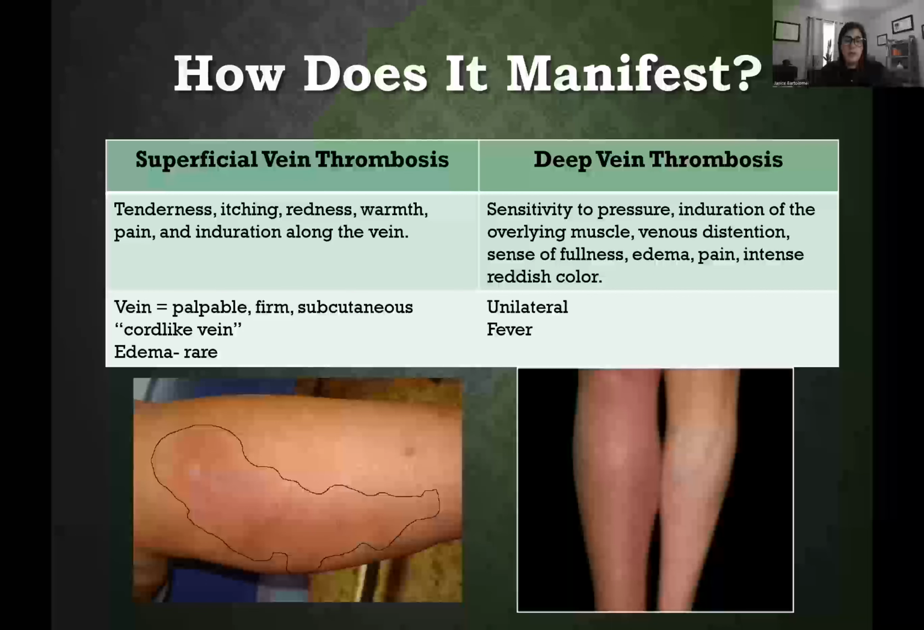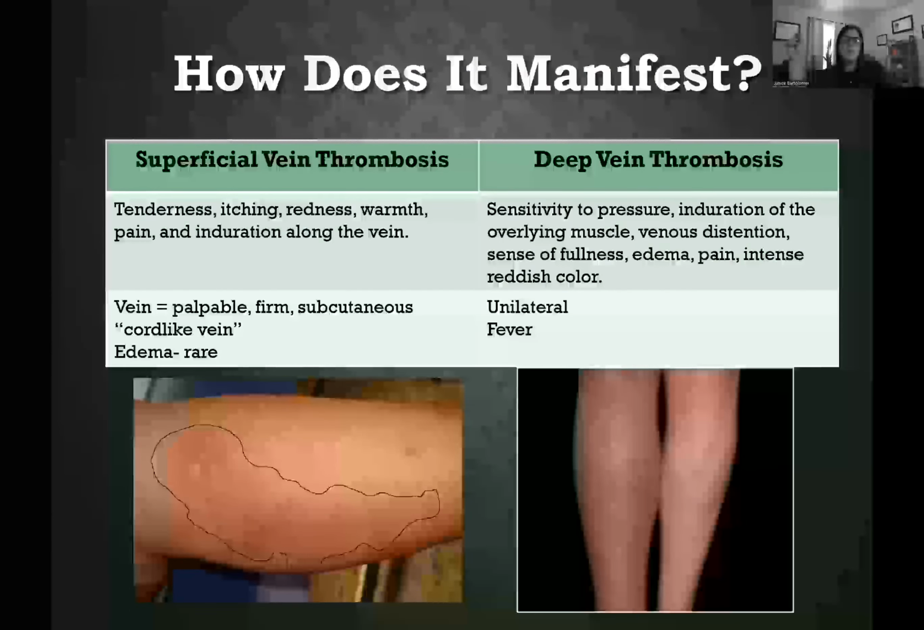Now, on the other hand, on deep vein thrombosis, they do have swelling, usually sensitive to pressure. They have a sense of fullness. It can happen more often in the lower legs. So usually you see one leg kind of bigger than the other, and it's unilateral. There is something called the Homans sign test, and basically they do dorsiflexion of the leg, and if the person experiences pain, it's like a positive for a DVT. However, this is not reliable.